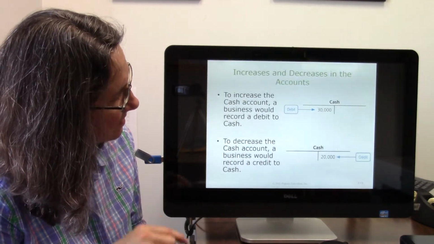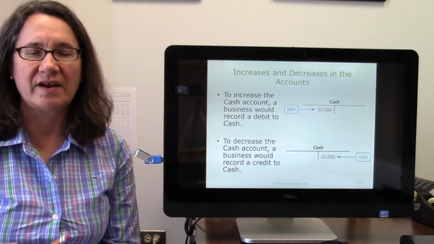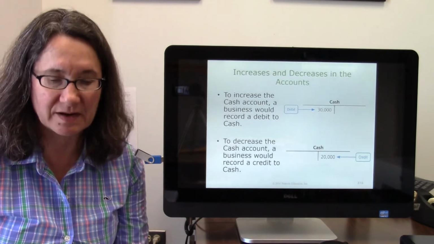Okay, so let's get into this a little more. You'll start to understand it. We'll practice it in Monopoly, and I think it'll start to make sense.